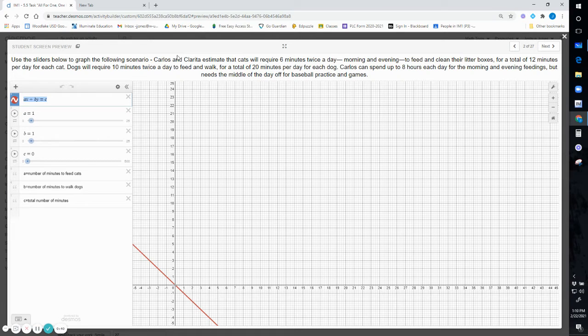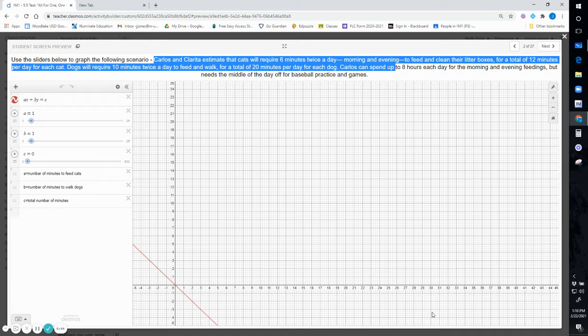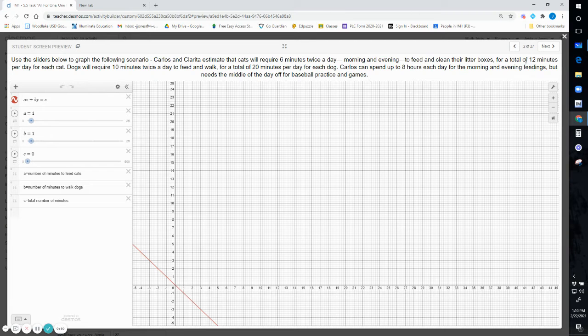So you can read this to yourself, but basically it's just talking about Carlos and Clarita have 6 minutes twice a day to feed and clean cat litter boxes. So it takes a total of 12 minutes for cat feeding and cleaning. For dogs, they have a total of 20 minutes per day to walk the dogs and feed the dogs. They have a total of 8 hours each day for these activities.